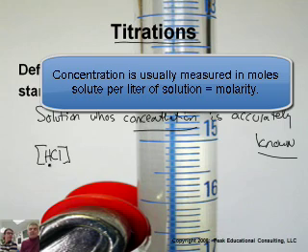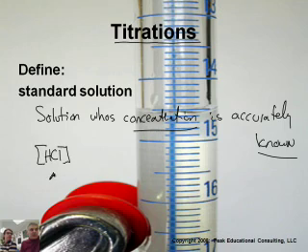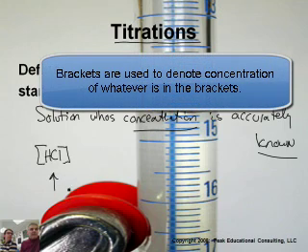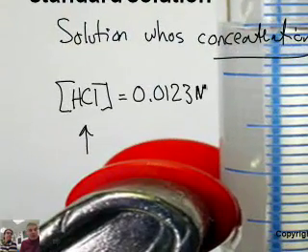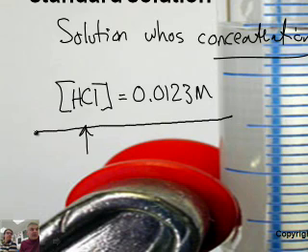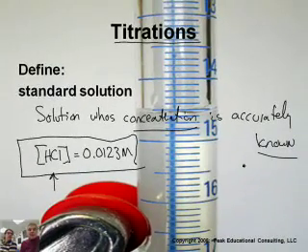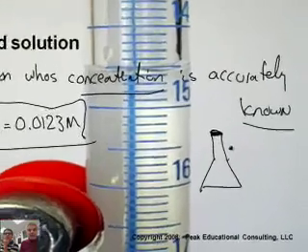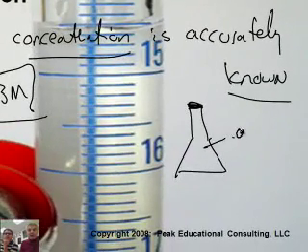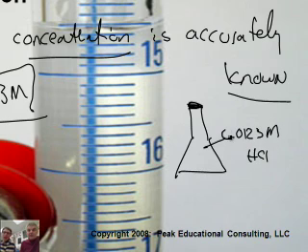So let's say, for example, I have hydrochloric acid. I put this in brackets because that means concentration. And then let's say I happen to know its concentration to be 0.0123 molar. So this would be a number, but I know this very accurately to 3 significant digits or something like that. That would be a standard solution. I would probably have that in some kind of container, some flask, and it would be stoppered somewhere and labeled as 0.0123 molar HCl. Caution. Acid, dangerous, whatever.